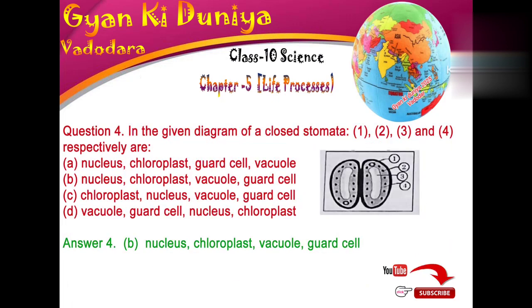Question 4. In the given diagram of a closed stomata, 1, 2, 3 and 4 respectively are A. Nucleus, chloroplast, guard cell, vacuole. B. Nucleus, chloroplast, vacuole, guard cell. C. Chloroplast, nucleus, vacuole, guard cell. D. Vacuole, guard cell, nucleus, chloroplast. Answer 4. B. Nucleus, chloroplast, vacuole, guard cell.